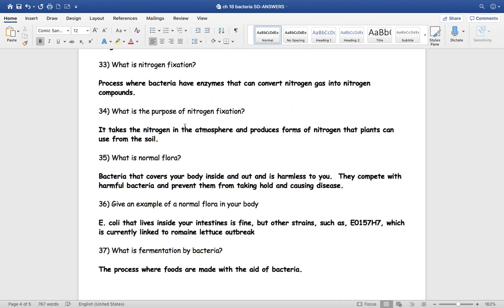34. What's the purpose of nitrogen fixation? It takes the nitrogen in the atmosphere and produces forms of nitrogen that plants can use from the soil.